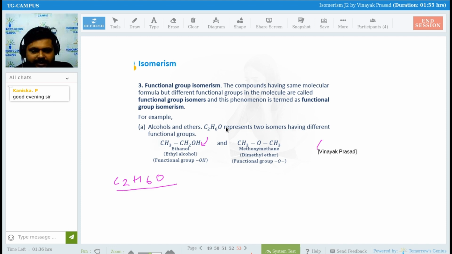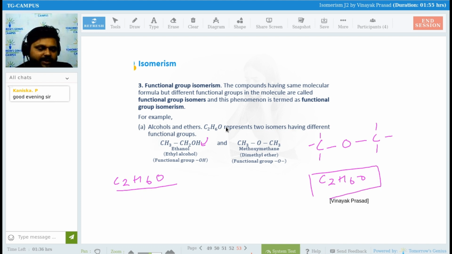Again, I am drawing this CH3 is there, and O, and again C. You will see that this is C2H6 and O is there, right? So the molecular formula remains same here. In this case also the molecular formula is same. I hope I have discussed these things. This is the ether group. This is methoxymethane. Methoxymethane.